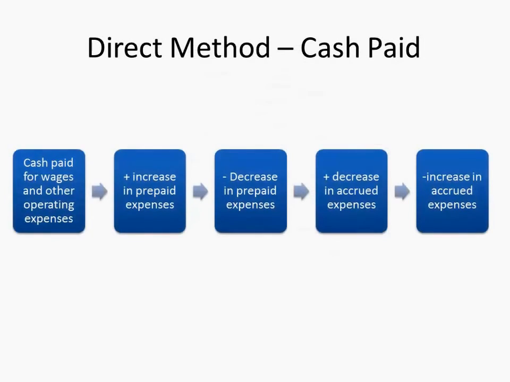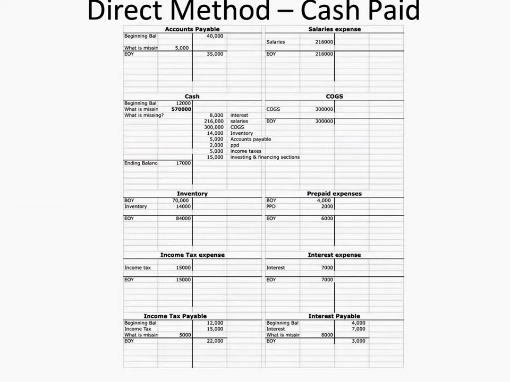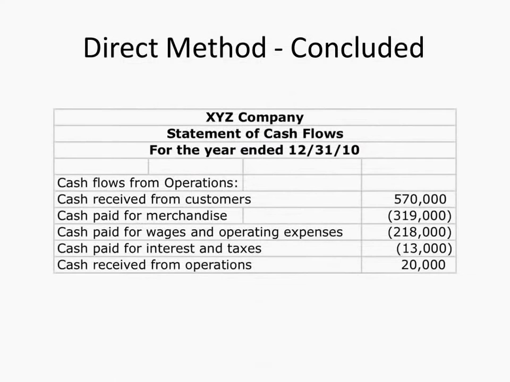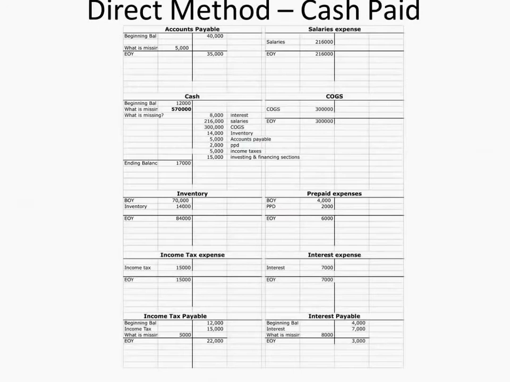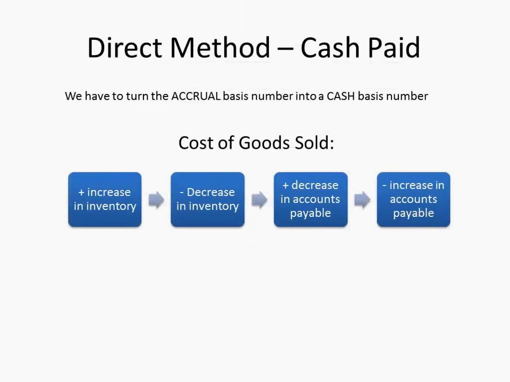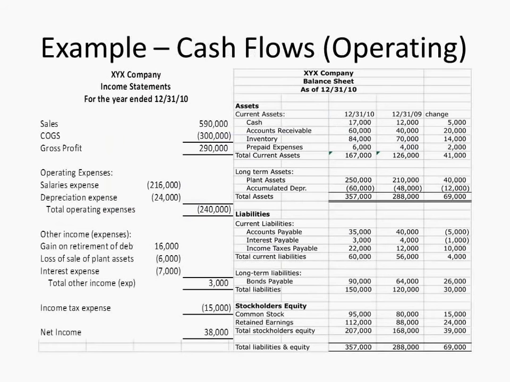Okay? Now I'm showing journal entries here, which I really should change. So here, cash paid for merchandise, we end up at 319. If we look here, we have cost of goods sold of 300,000. We have a change in inventory of 14,000 and an accounts payable change of 5,000. So let's look.